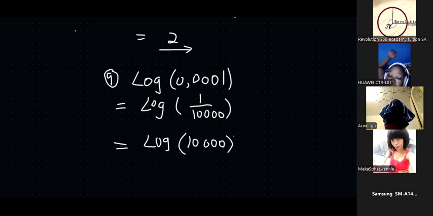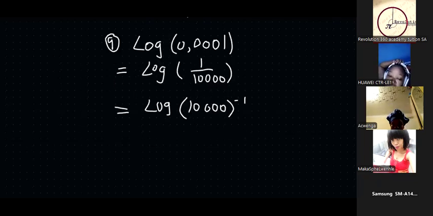Yes. Then we're going to use the fishbone method, writing 10,000 in exponent form. So that is 10,000. 10,000 in exponent form, it gives us what?